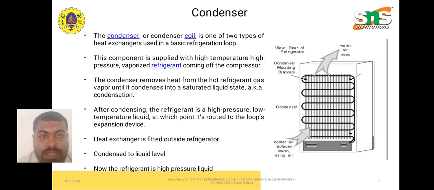Second, it is the condenser. Condenser or cooling coil is one of the two types of heat exchangers used in a basic refrigeration loop. As you can see in the picture, the cold air replaces warm air as warm air rises. The component is supplied with a high temperature, high pressure vaporized refrigerant coming off the compressor. The condenser removes heat from the hot refrigerant gas until it condenses into a saturated liquid state. After condensing, the refrigerant is a high pressure, low temperature liquid, at which point it is routed to the loop's expansion device. This heat exchanger is fitted outside the refrigerator and the refrigerant is condensed to liquid.